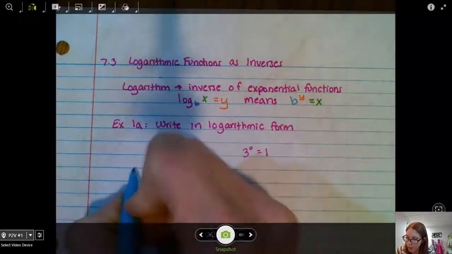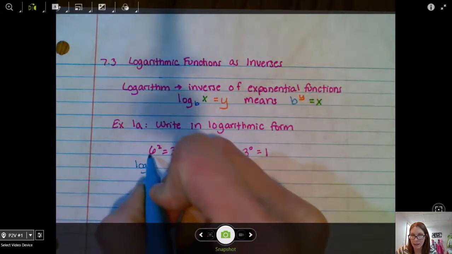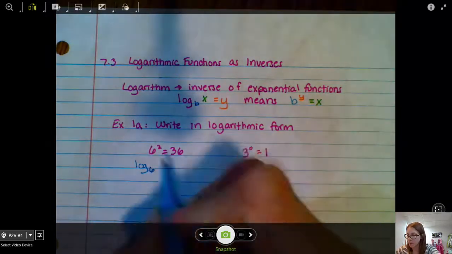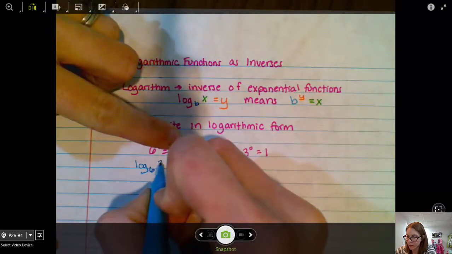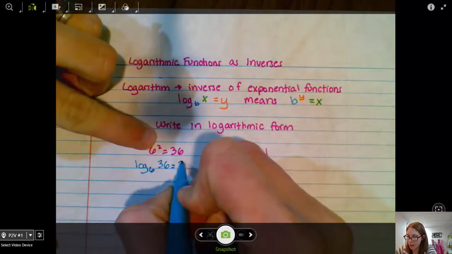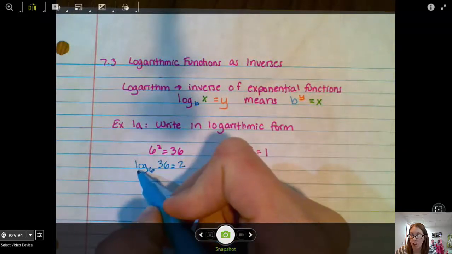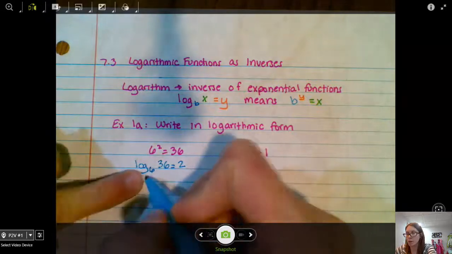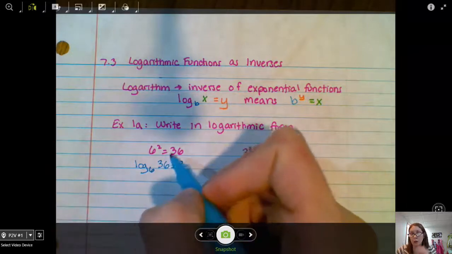So I start off with log base, whatever my base is, and my base is 6 in my exponent. So my base is 6 in my logarithm. Log base 6: we start here, bounce across the equal sign, bounce back. So 6 squared equals 36 means the same thing as log base 6 of 36 is 2. Again, we can always double check: start with your base, 6 to the second power is 36, and that's true. That's what our original statement said.